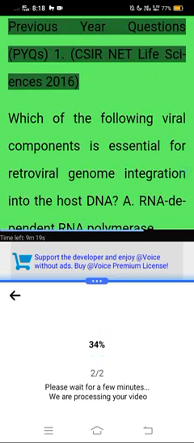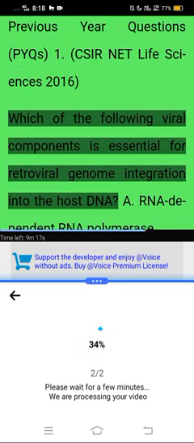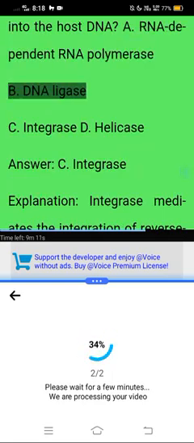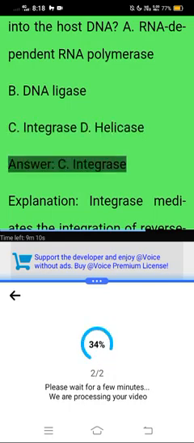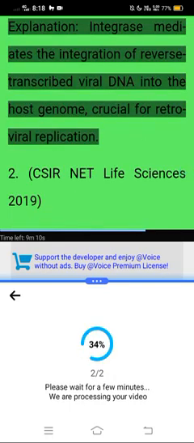Previous year questions, PYQs. 1. CSIR NET Life Sciences 2016. Which of the following viral components is essential for retroviral genome integration into the host DNA? A. RNA-dependent RNA polymerase. B. DNA ligase. C. Integrase. D. Helicase. Answer. C. Integrase. Explanation. Integrase mediates the integration of reverse transcribed viral DNA into the host genome, crucial for retroviral replication.